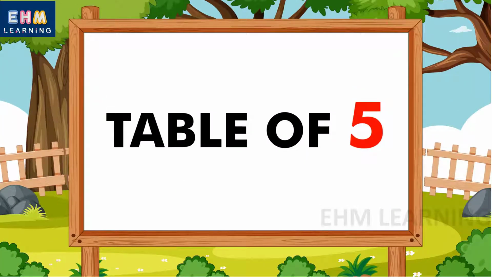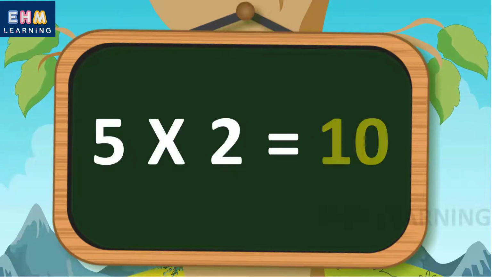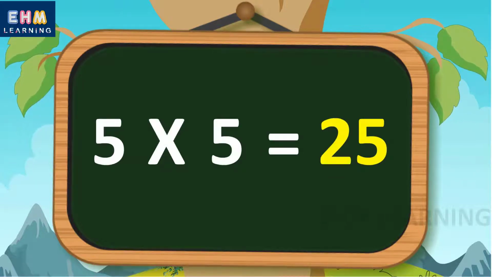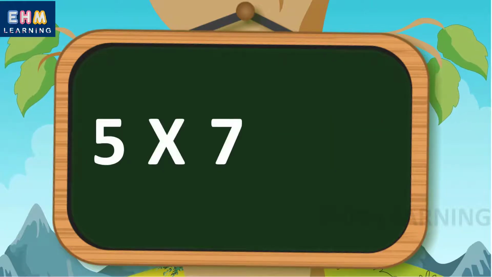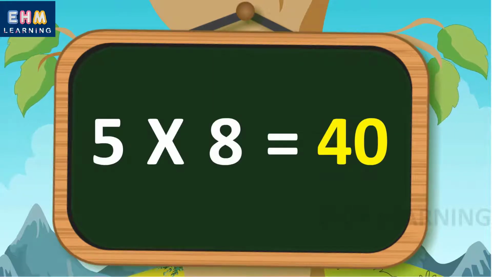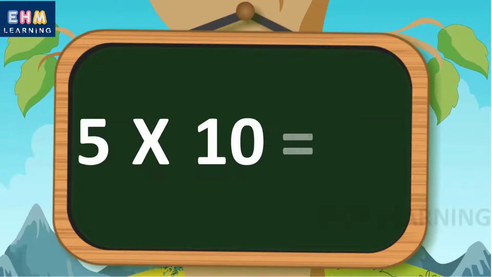Hello children, today we will learn table of 5. 5 1's are 5, 5 2's are 10, 5 3's are 15, 5 4's are 20, 5 5's are 25, 5 6's are 30, 5 7's are 35, 5 8's are 40, 5 9's are 45, 5 10's are 50.